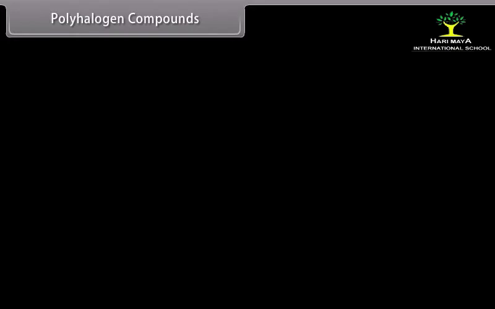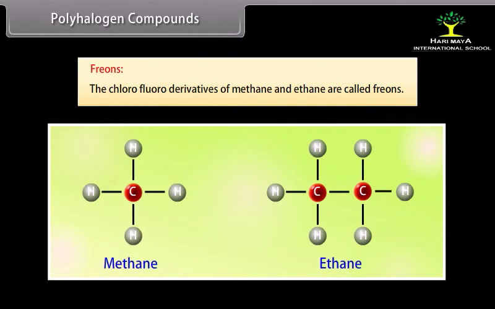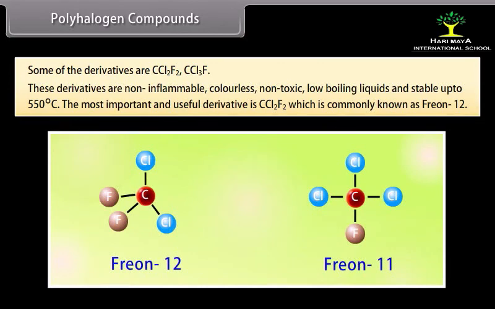Polyhalogen compounds. Freons. The chlorofluoroderivatives of methane and ethane are called freons. Some of the derivatives are CCl2F2 and CCl3F. These derivatives are non-inflammable, colorless, non-toxic, low boiling liquids and stable up to 550 degrees Celsius. The most important and useful derivative is CCl2F2, which is commonly known as Freon 12.